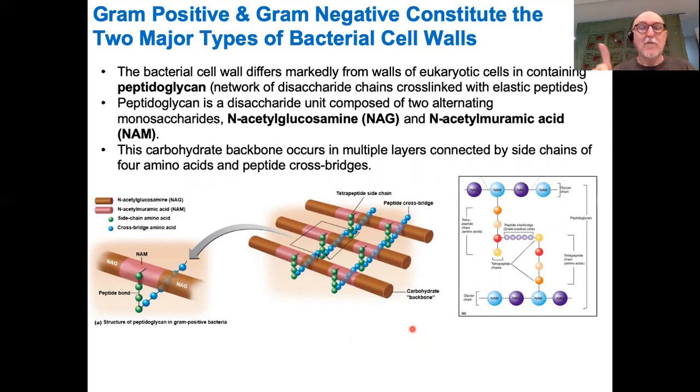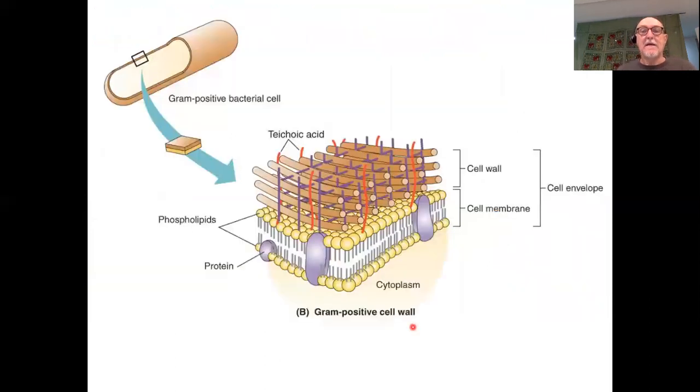As I told you before, there are a small number of bacteria which have no cell wall, which we'll refer to sometime because some of them are really important, but they're a minor group compared to those which have a cell wall. Those that have a cell wall are either gram positive or gram negative. And here, for example, is a gram positive.